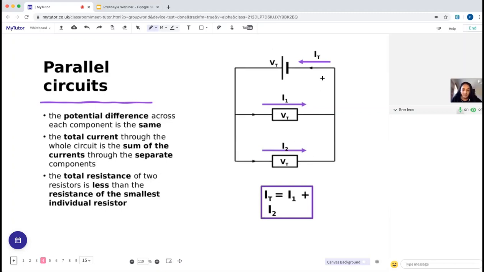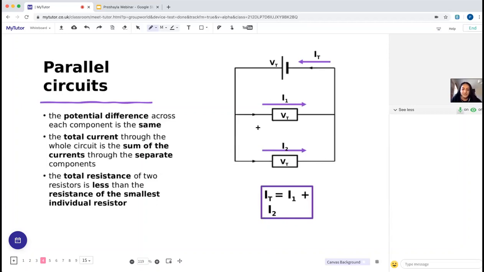The total current through the whole circuit is the sum of the currents through the separate components. So what that means is that we have a current coming from the battery or the cell, and it splits into a current in the first branch and a current in the second branch. The equation that governs current in parallel circuits is that total current, I_T, is I1, the current through branch 1, plus I2, which is the current through branch 2.